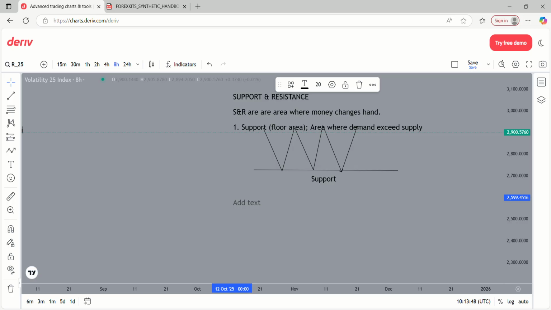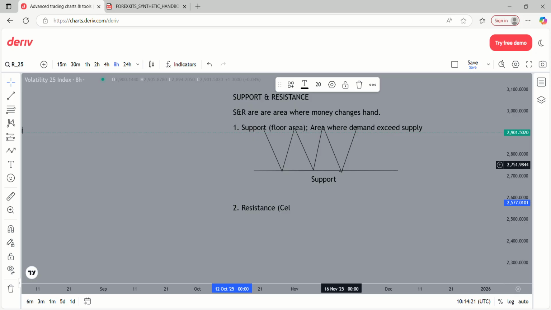So, resistance. It's still the same psychology behind it. It's still the same knowledge. It's just that this one is the reverse. So I call the support the floor area. This resistance, let us call it the ceiling area. The ceiling area. So it's just like the floor of your house.